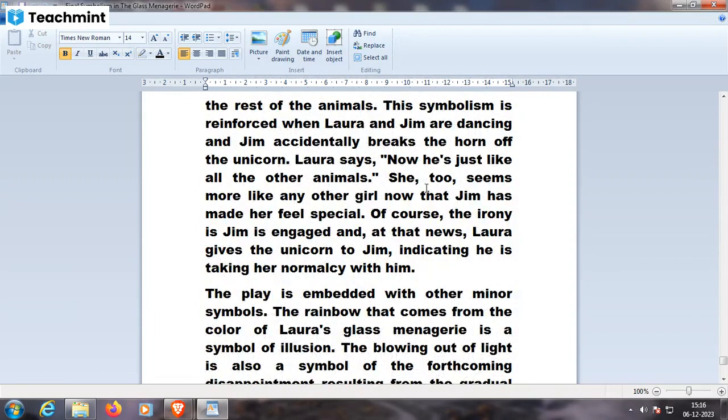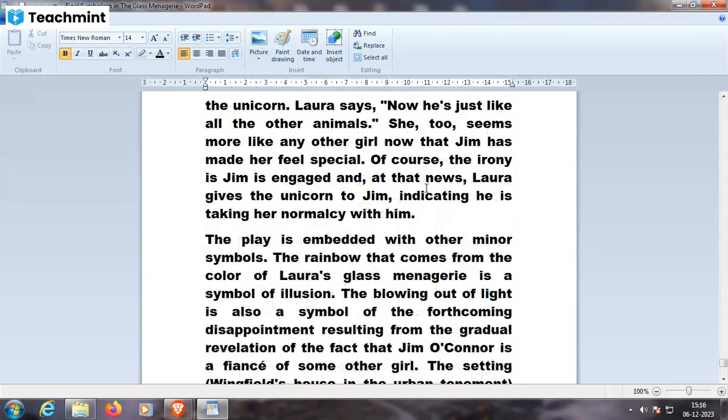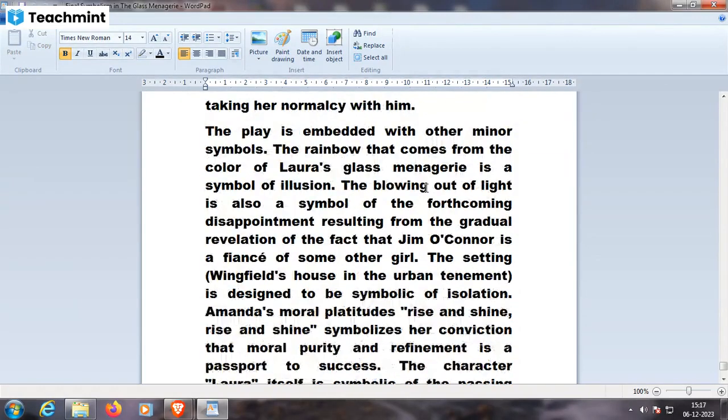The play is embedded with other minor symbols. The rainbow that comes from the color of Laura's glass menagerie is a symbol of illusion. A rainbow, of course, we think is also an illusion, even though it has scientific significance. The blowing out of the light is also a symbol of forthcoming disappointment resulting from the gradual revelation of the fact that Jim O'Connor is the fiancé of some other girl.